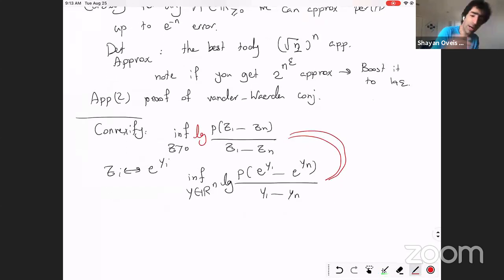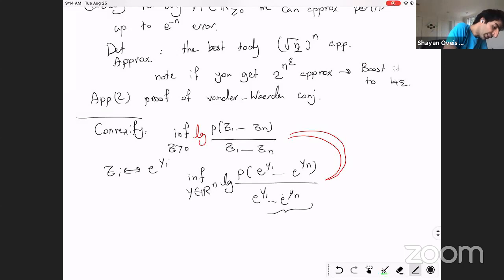Now the bottom one, sorry, this should be e to the y1 times up to e to the yn. Okay, good. So after the change of variables, this is exactly the same thing. Now I claim that the bottom one is a convex program. Let's see why it is.